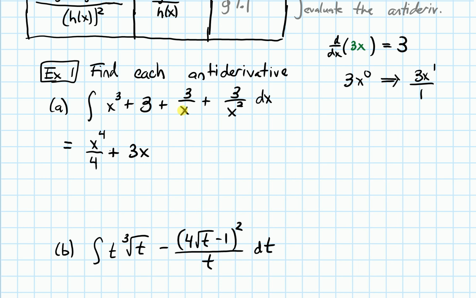Okay, and then for 3 over x, well, 3 over x is just 3 times 1 over x. So the 3 is in front, that's a constant. And the antiderivative of 1 over x is ln absolute value of x. And then to take the antiderivative of 3 over x squared, I can rewrite this as 3x to the negative 2, and now do a reverse power rule. I'll get plus 3x to the add 1 to the power, negative 1, divide by that power, negative 1.